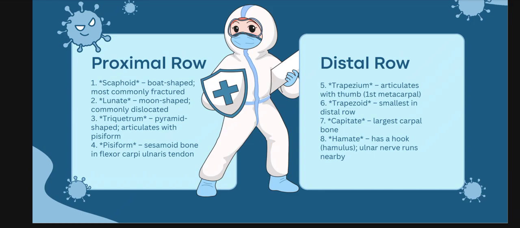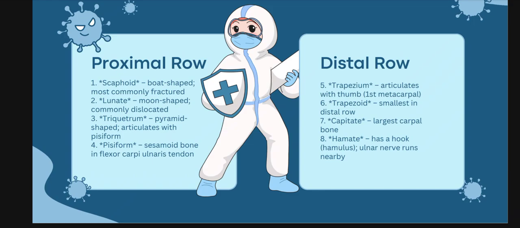And in the distal row, the first one is trapezium, which articulates with the thumb, the first metacarpal. Then trapezoid, which is the smallest bone in the distal row. Then capitate, the largest carpal bone. Then hamate, which has a hook or hamulus, and the ulnar nerve runs nearby.